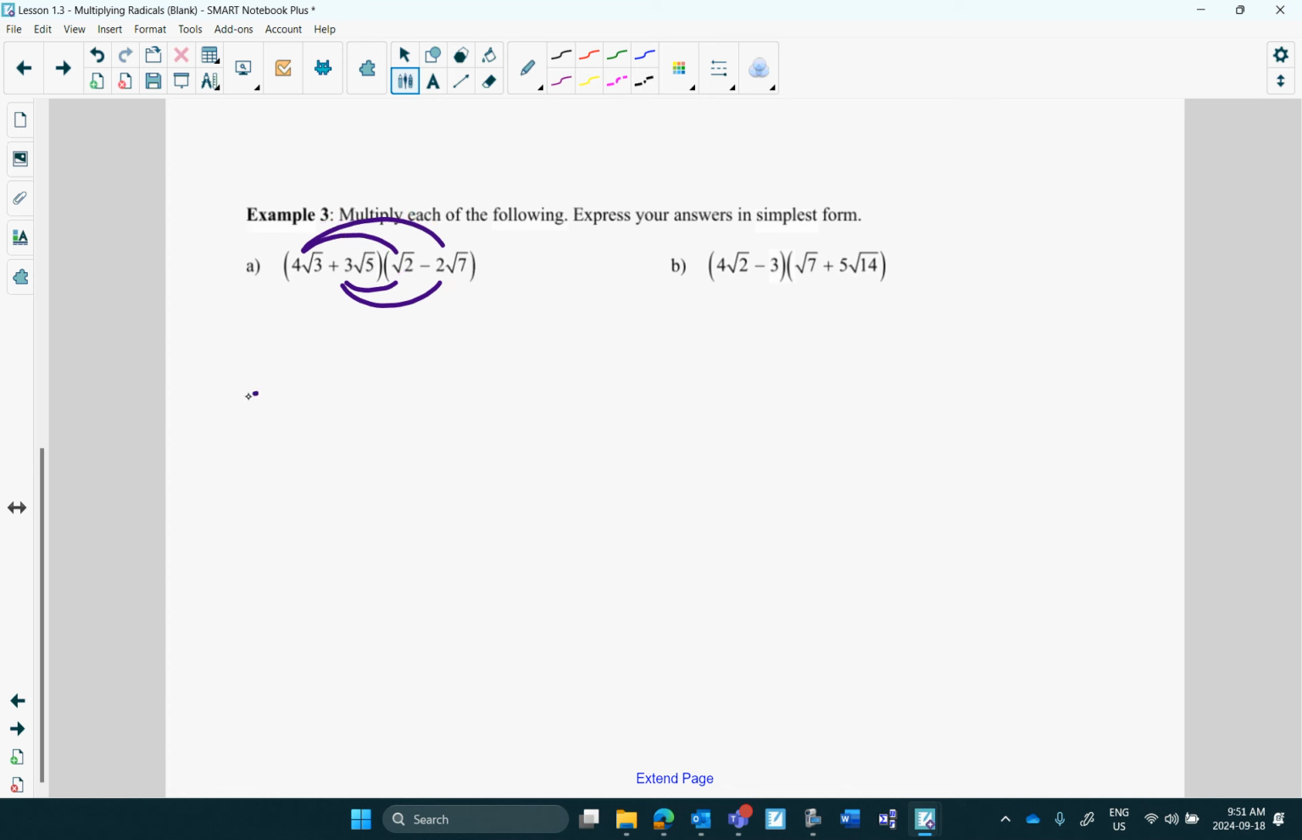So we should be somewhat familiar with this now. What is 4 root 3 times root 2? 4 root 6. Minus 4 root 3 times 2 root 7. Plus 3 root 5 times root 2. It's 3 root 10. Minus 3 root 5 times 2 root 7.